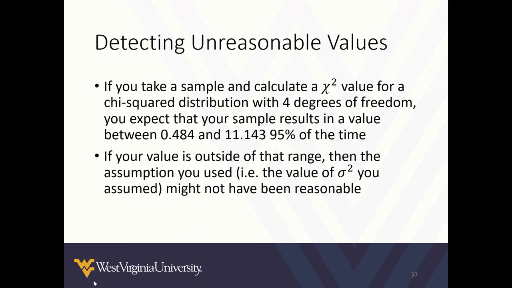And so as far as detecting unreasonable values, if you take a sample and calculate a chi-square value for a chi-square distribution with, say, 4 degrees of freedom, you should expect that your sample results in a value between 0.484 and 11.143 95% of the time. If your value is outside that range, then we would start to consider this to be an unreasonable value, or that there's an issue with the assumptions that you used, meaning that the population variance that you were given or assume to be true may not actually be true or may not be reasonable.